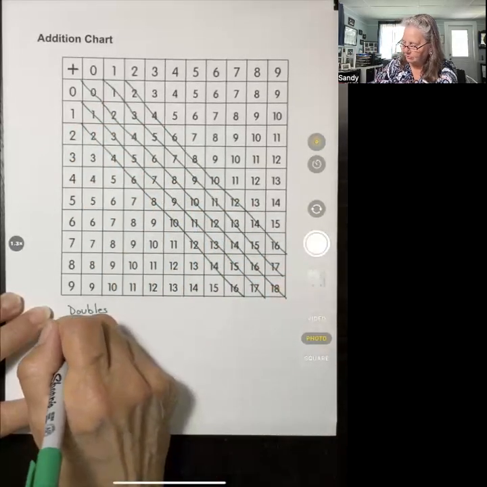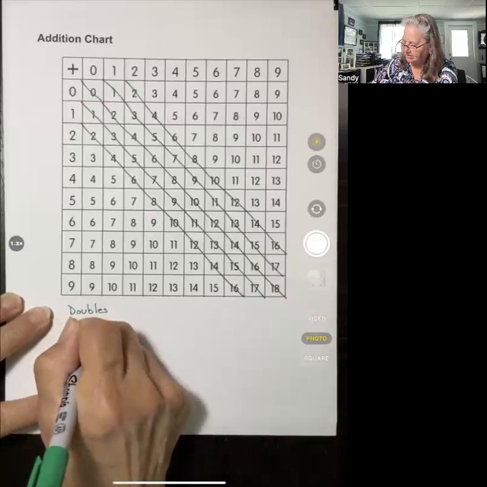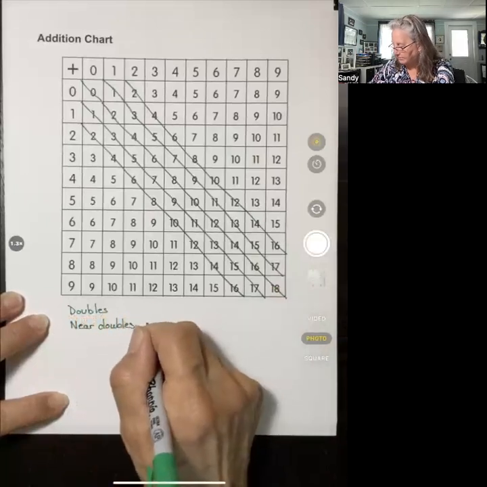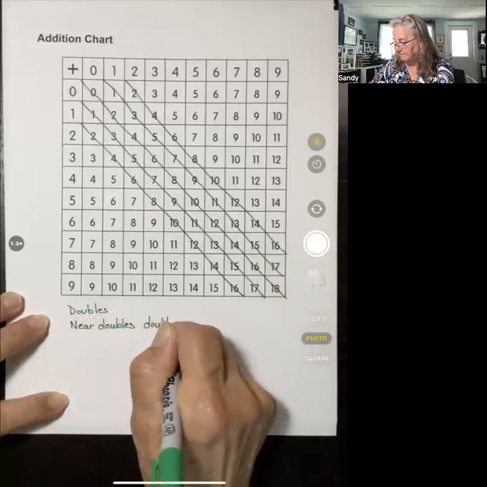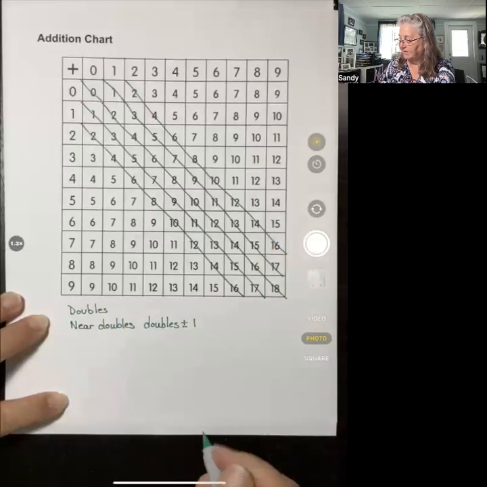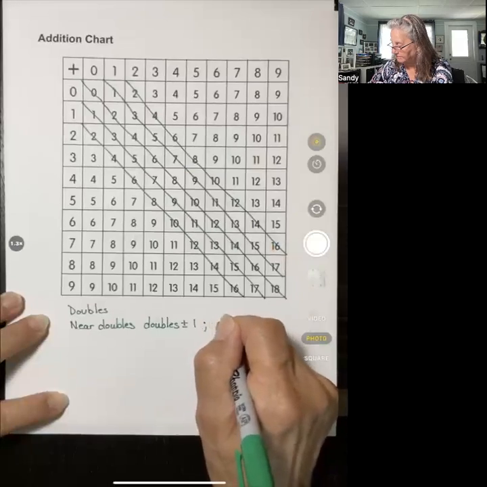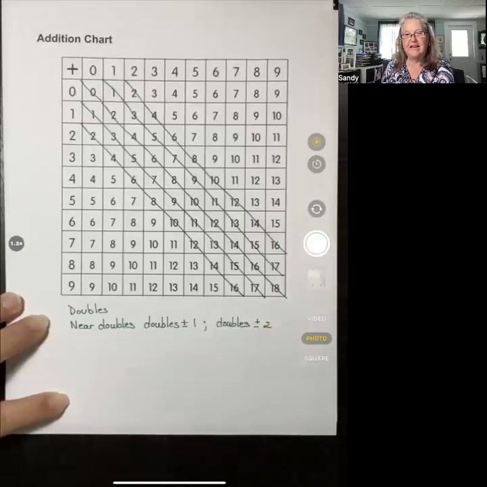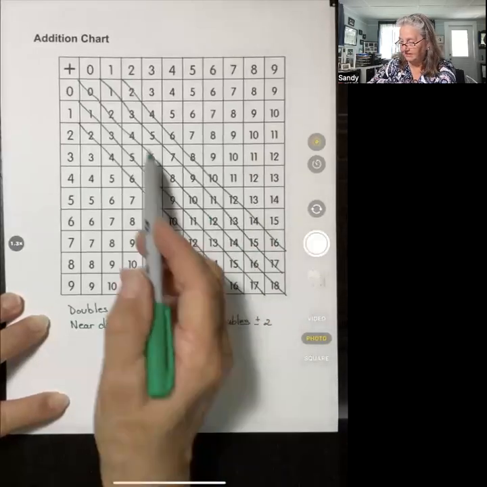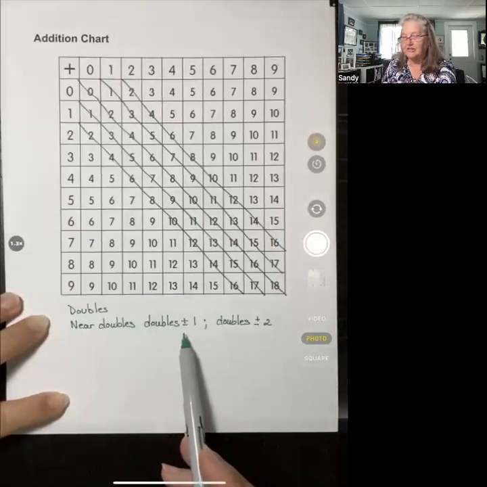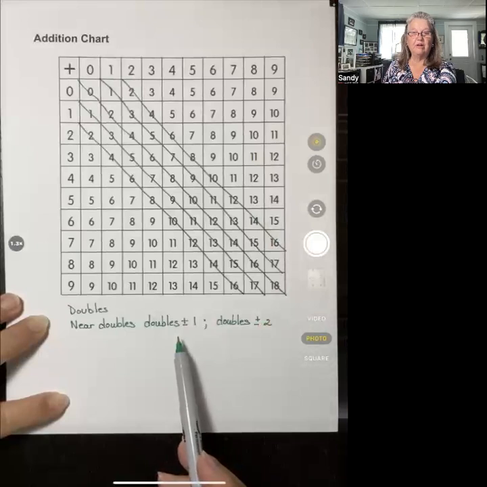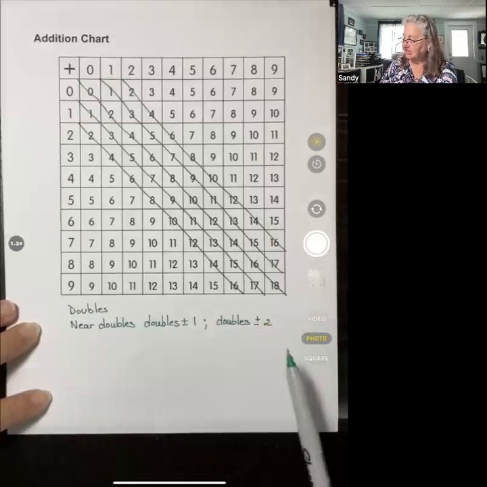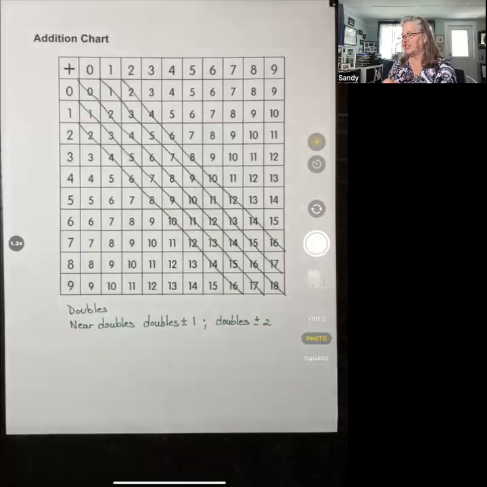So we have doubles, and then we would call them near doubles. And the near doubles are doubles plus or minus 1, or doubles plus or minus 2. And as we said, doubles are all even. Doubles plus or minus 1 are all odd. That's our general way of talking about an odd number. Doubles plus or minus 2 are even again. So notice how many of the facts by that strategy we take care of.